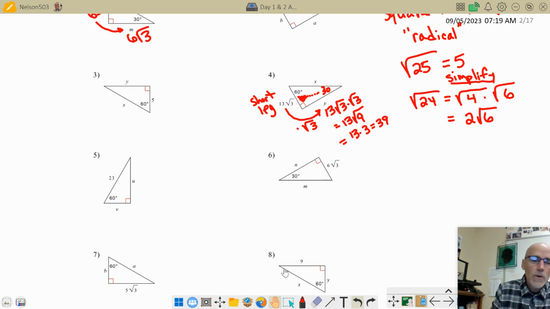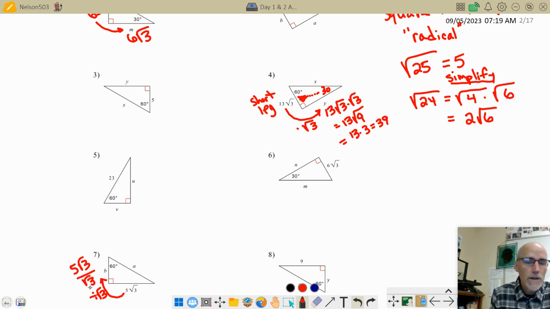So let me just show you real quick down here on number 7. Then we'll look at one that's a little bit more complicated. So we're looking at where would the square root of 3 ever end up in the denominator? Well, to go from the long leg to the short leg, we got to divide by the square root of 3. So I'm going to get 5 square root of 3 all over the square root of 3.